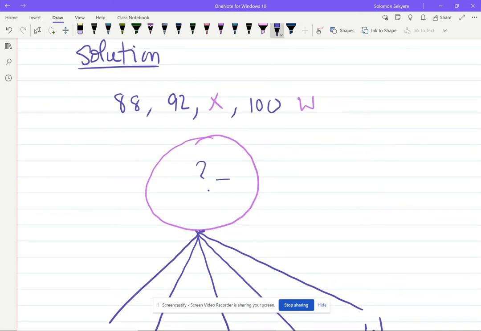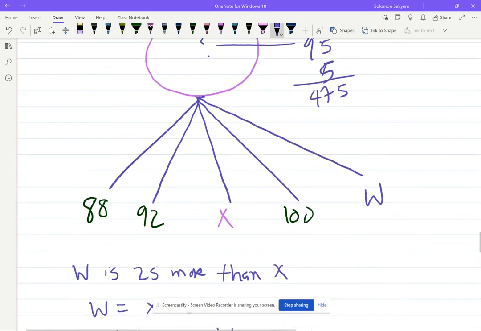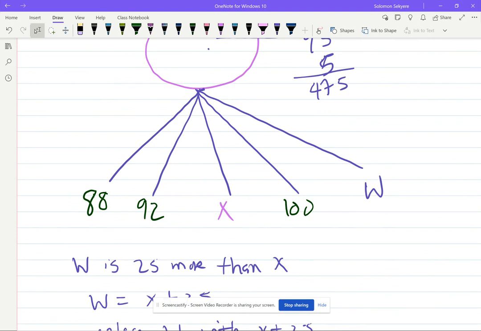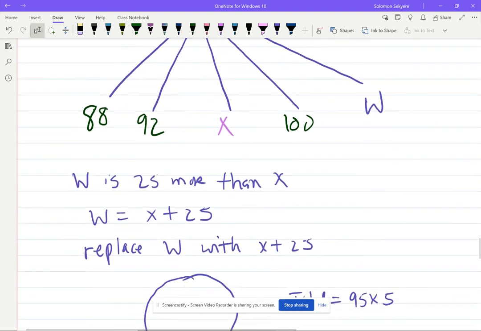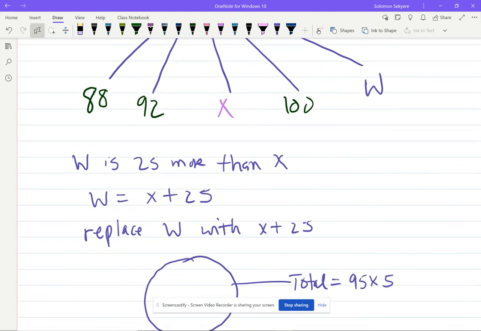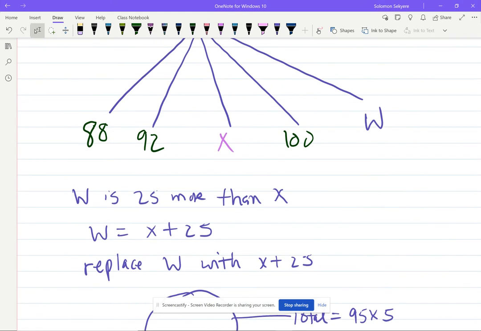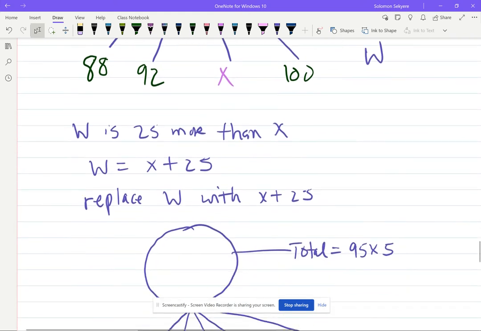Do I know my total here? Not given to me directly, but if I multiply my average times how many numbers I have in the set, I get, oh sorry, I think it's 475. Okay, I get my total, right? Once I know my total, I can begin working. I put all these together, okay?